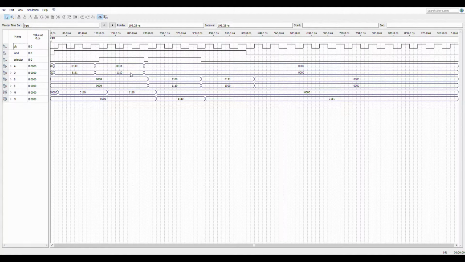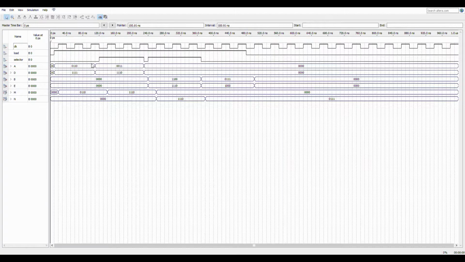Depending on whether A is greater than or less than B, it's a subtractor, so the new A is A minus B. Depending on that, the selector, we can get the new A or B as shown here. As we can see, M and N are the outputs here.